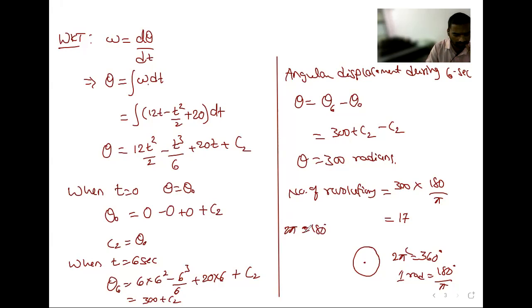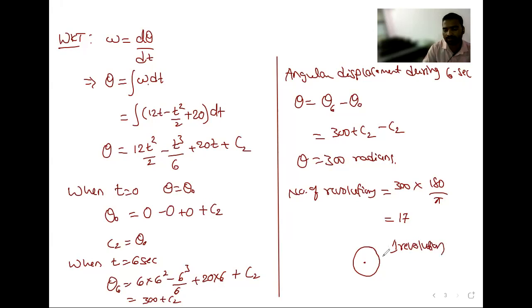You don't need degrees. Don't take it in terms of degrees. See, all of you consider one revolution, meaning one complete circle. One revolution means one complete circle, right? For one complete circle, how many radians are needed? 2 pi radians. Correct? For one revolution, 2 pi radians.